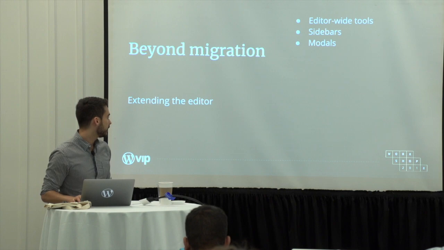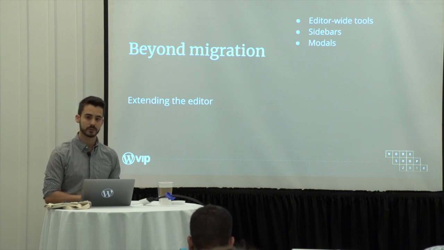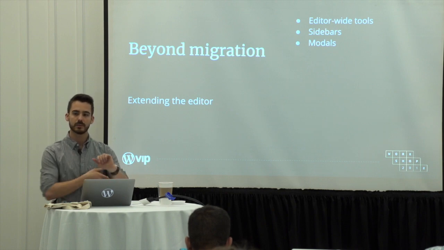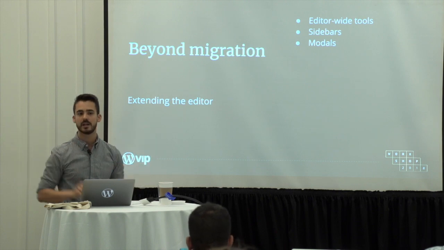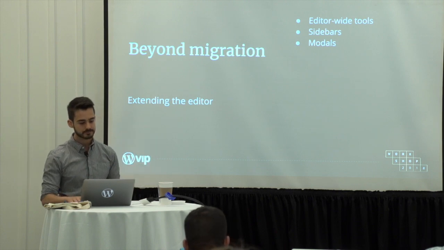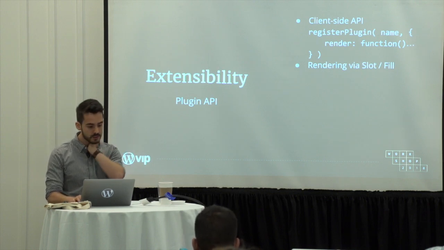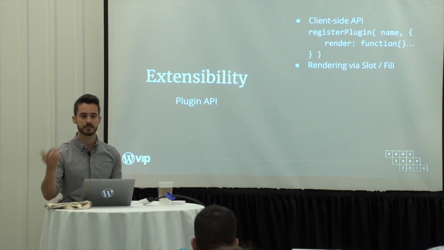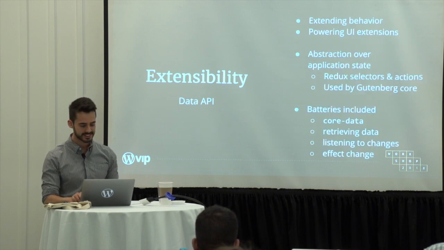Finally, we have extending the editor. This is where things get really interesting. We can have editor-wide tools. We can have things like plugin-specific sidebars. And this is still in flux, but we will probably have a way of expressing the need for a modal that should take up the entire interface for a temporary action. So the first of the extensibility APIs is the plugin one, and the gist of it is you call register plugin and you pass a specific render function. It's also based on outputting React elements, even though you don't need to know that they're React.